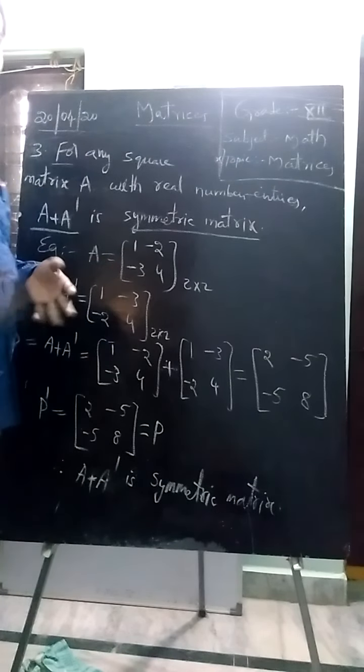Let us consider matrix B, of order 3 by 3: 1, 5, 6 first row; minus 3, 2, 4 second row; 9, 0, minus 7 third row. Then we will find its transpose. B transpose, or B dash, equals 1, minus 3, 9; 5, 2, 0; 6, 4, minus 7. We have its transpose. So let us find the difference between B and the transpose of B, changing rows into columns.